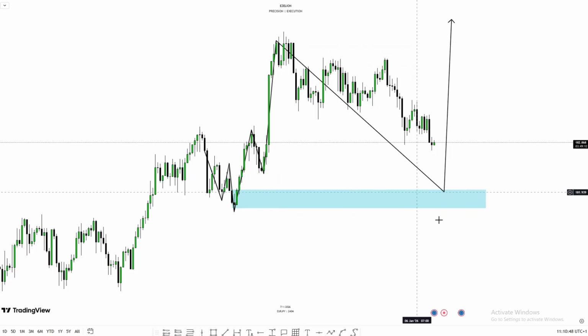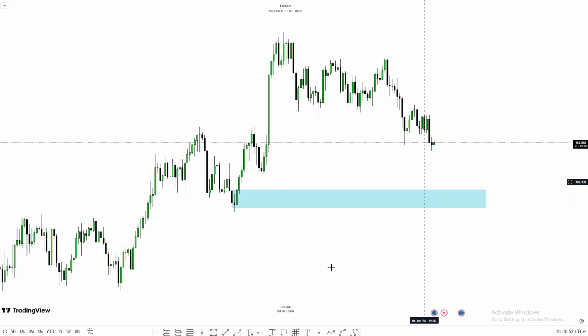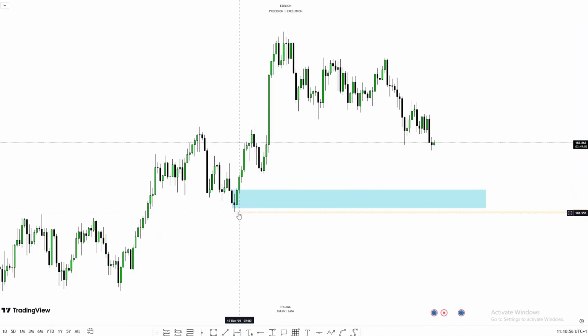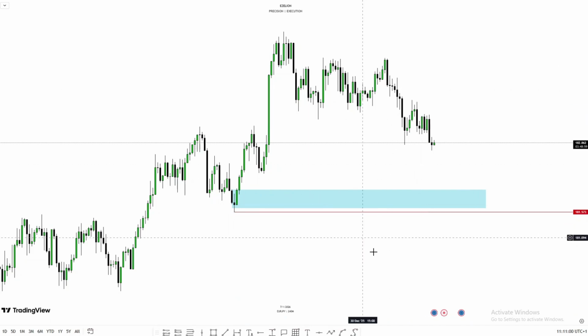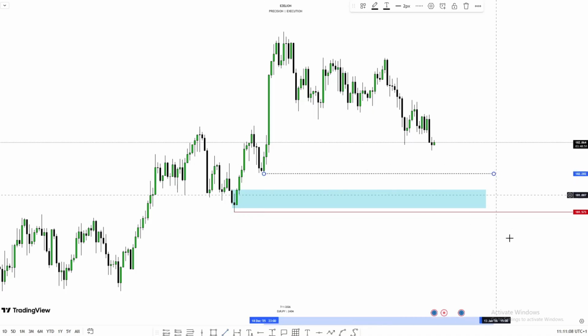Now I'm waiting for price to tap into this valid point of interest. And this is actually my protected low, right? I'm expecting this low to stay protected, not to get violated. Otherwise, my analysis is wrong and I need to re-analyze the market. Right. So at this point, this is what I'm going to be waiting for on the intermediate time frame.